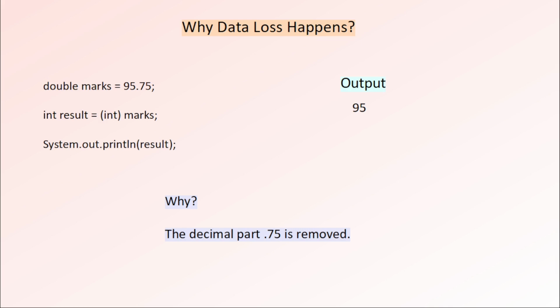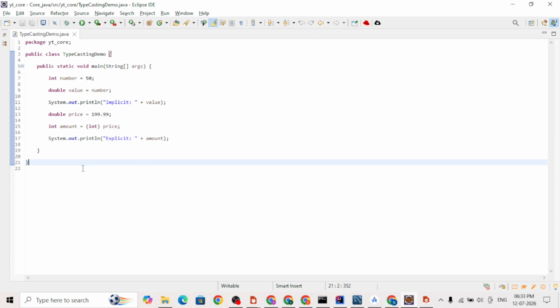So let's open Eclipse. Okay, now let me explain each line. Here we are creating a class TypecastingDemo. Then this is the main method here. Here we are creating an integer variable number and assigning the value 50. Since number is of type int, it can only store whole numbers. That's why we are assigning 50 here.